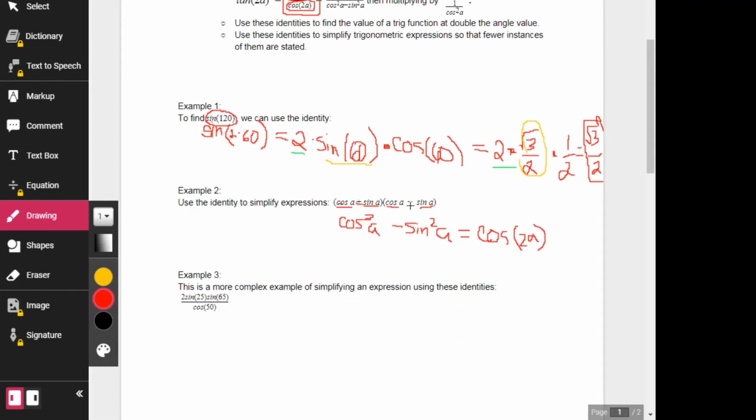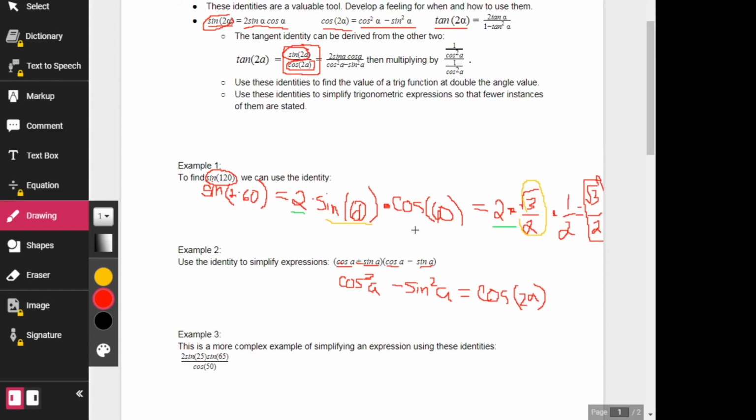So definitely using my pattern recognition here, and then continuing to try and notice when I can use different tools. So I used the difference of squares knowledge that I had here to recognize this pattern, and then once I had this, I knew that that was cosine of 2A because that's the double angle identities.